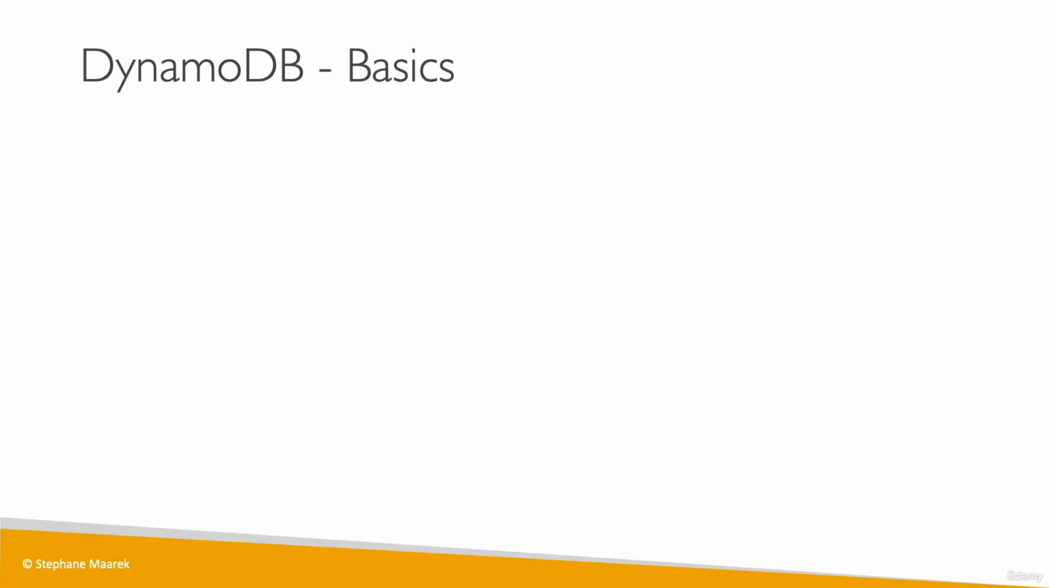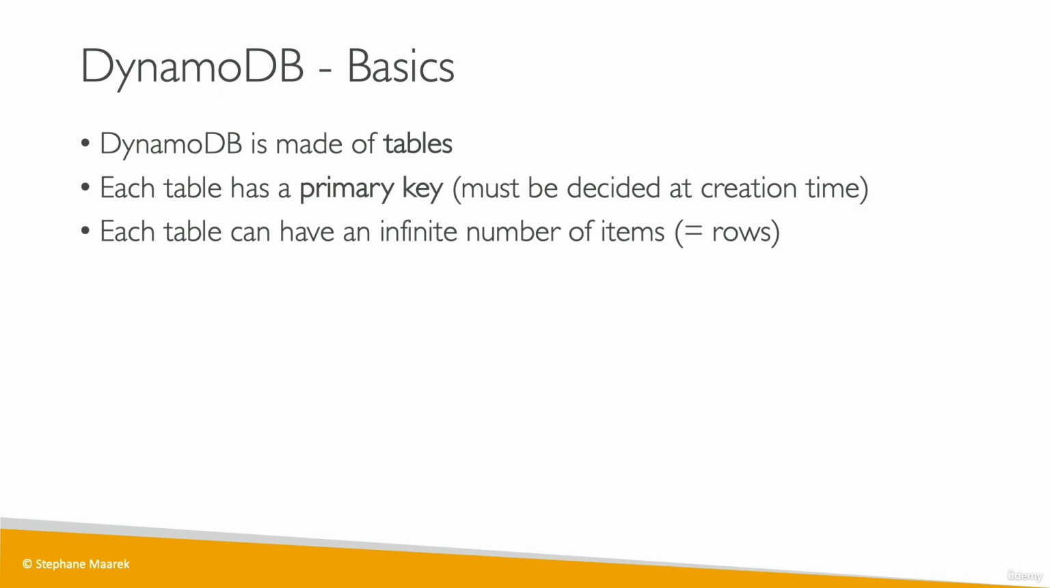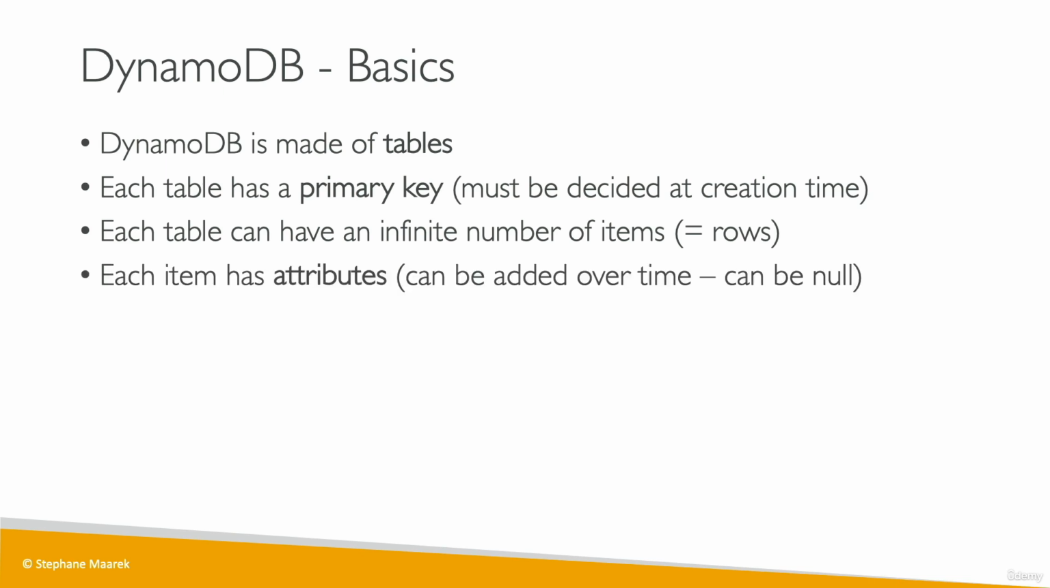So everything I said you should already know, but let's go back over the basics real quick. A DynamoDB is made of tables, and each table has primary keys that must be decided at creation time. Each table can have an infinite number of items, which are called rows, and each item will have attributes. They're like columns that can be added over time, and they can be null. As I said, an item cannot be bigger than 400 kilobytes.